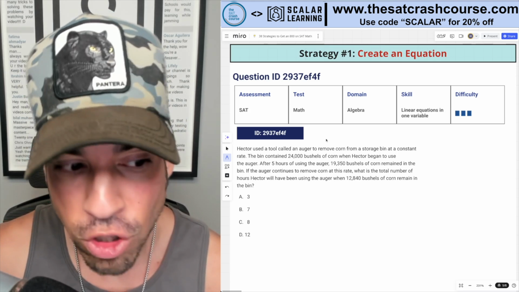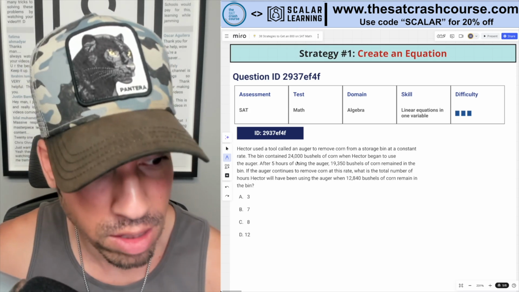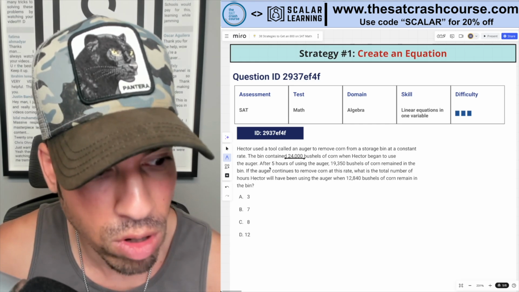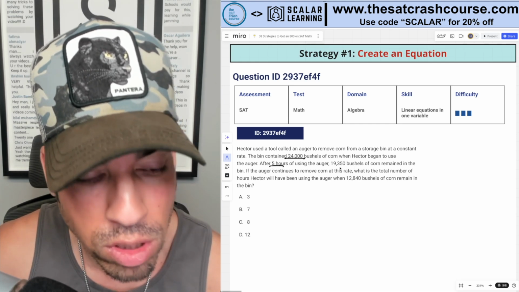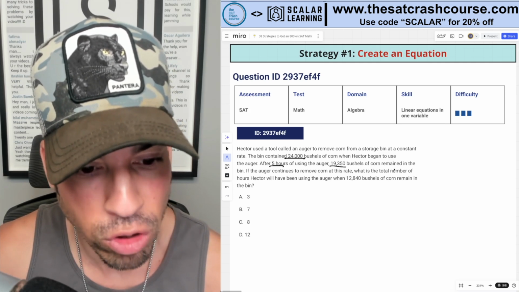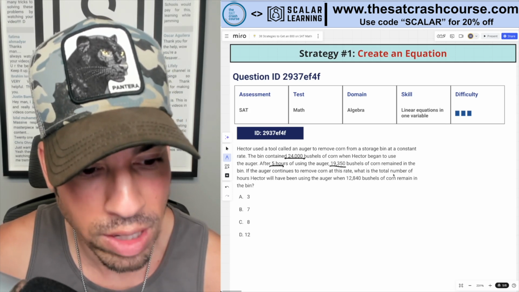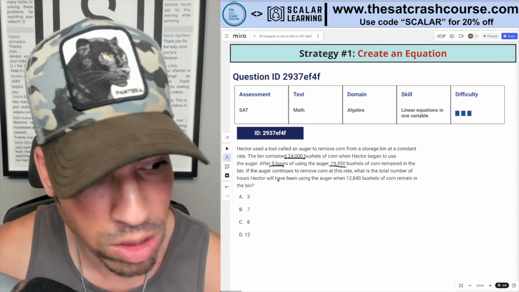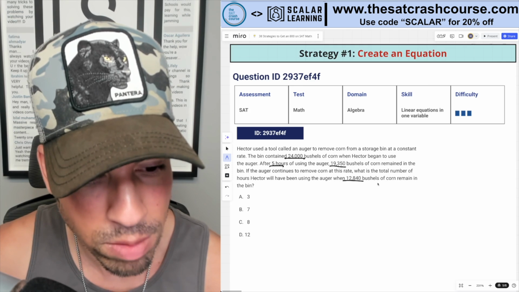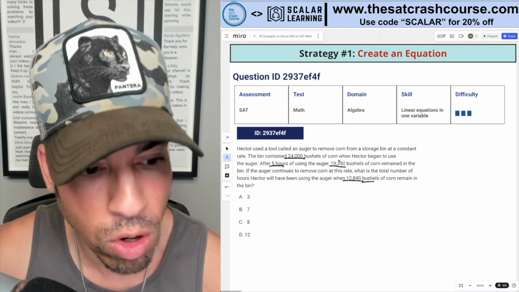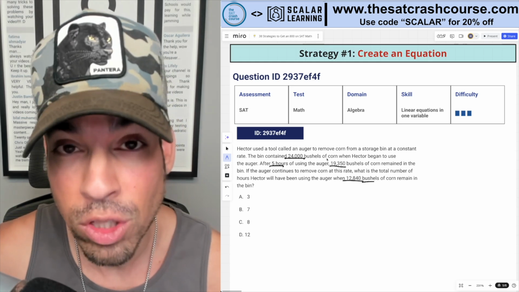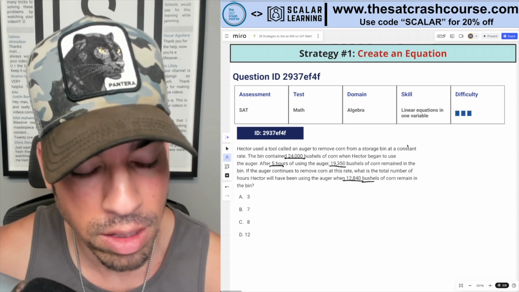So it says, Hector used a tool called an auger to remove a storage bin at a constant rate. The bin contained 24,000 bushels of corn when Hector began to use the auger. After 5 hours of using the auger, 19,350 bushels of corn remain. If the auger continues to remove corn at this rate, what is the total number of hours Hector will have been using the auger when this many bushels of corn remains? So we've got a linear equation word problem, and we've got essentially 2 coordinates. So how can we make an equation from this?